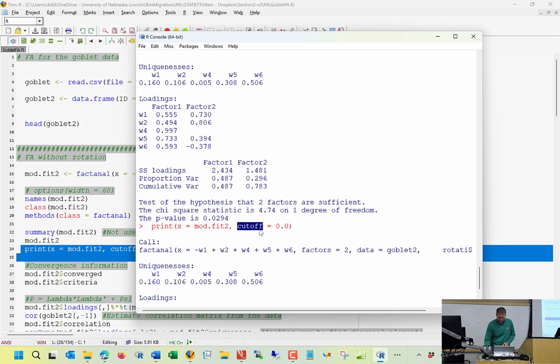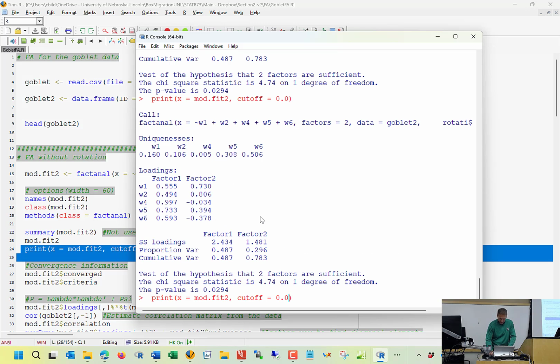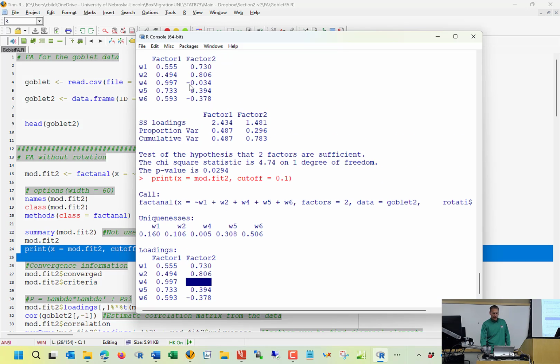If instead I did this, just to show you how that works, suppose I put cutoff 0.1 there, now we can see how that one value was hidden because the value was negative 0.034. So it was within 0.1 of 0.